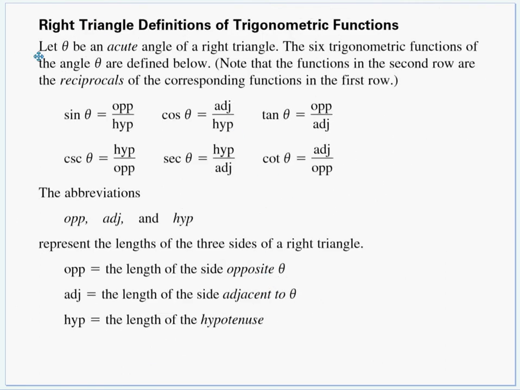It says let angle theta be an acute angle of a right triangle. Okay, this is the same thing we saw here. These are our definitions of the 6 trig functions, and we have the abbreviations opp, adj, hyp. And remember, these are all a matter of perspective from angle theta.